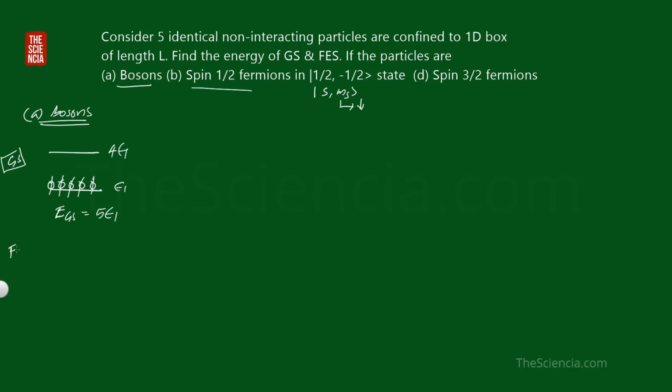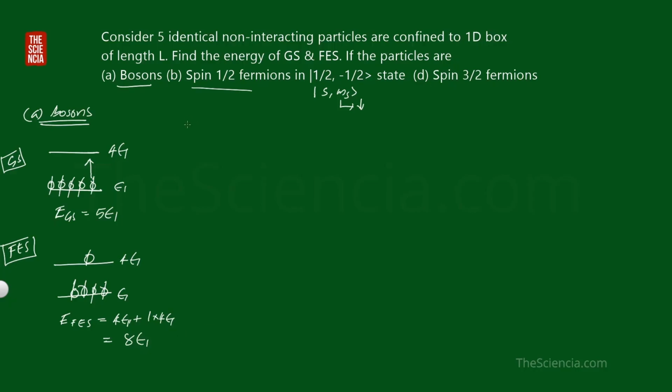Now let us check what the first excited state will be. These are the states E1 and 4E1. One of the bosons in the E1 state jumps to the 4E1 state. The remaining 4 will be in the E1 state and 1 will be in the 4E1 state. So the energy of the first excited state will be 4E1, from 4 particles in E1, plus 1 into 4E1, so the energy is 8E1.